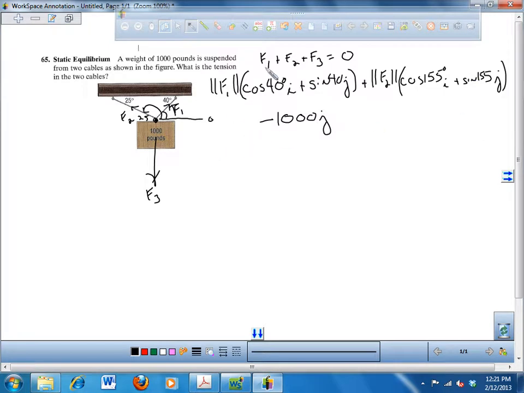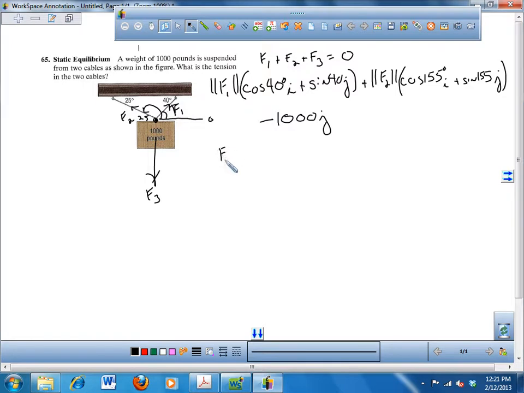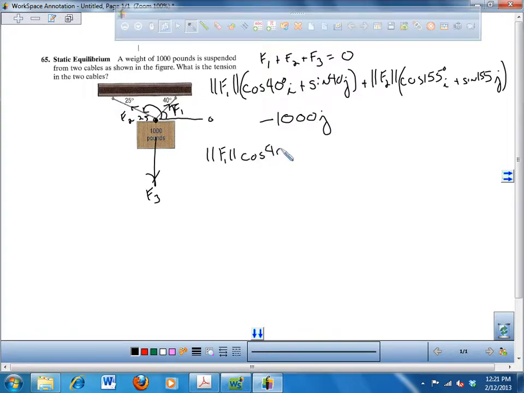Okay, so now what you do is you equate the x parts, because the thing isn't swinging back and forth, it's not being pulled over one way, it's just hanging there, so it's in equilibrium. So that must mean that the magnitude of force 1 times the cosine of 40 degrees, plus the magnitude of force 2, and you have to indicate that it's the magnitude and not just the vector itself, times the cosine of 155. What do those two things in the i direction have to add up to?